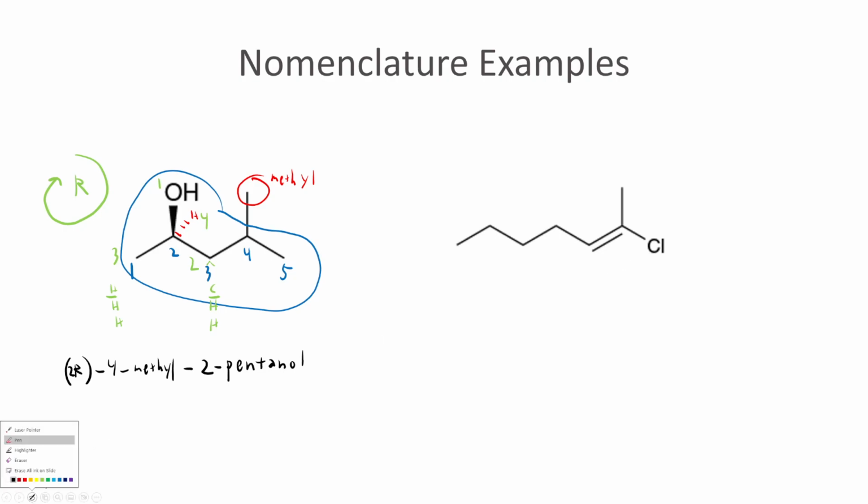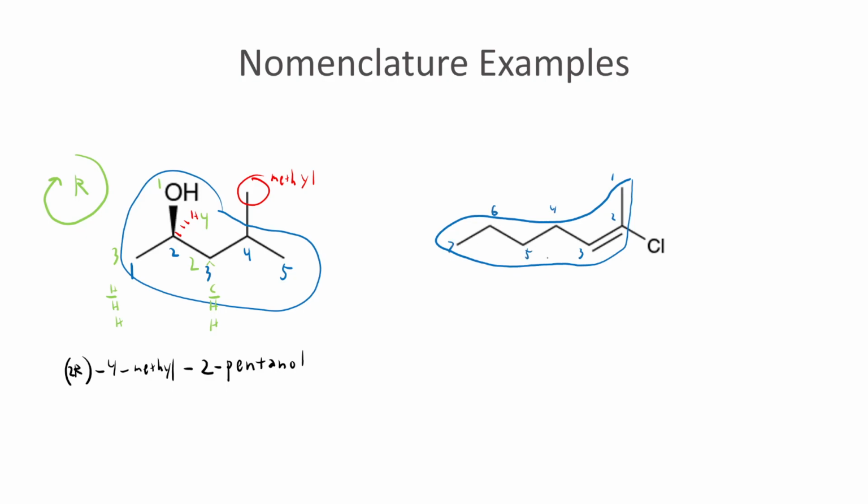So our parent chain here has to contain the double bond because it's the highest priority group. And so this can be our parent chain here. And we're going to number this such that we start on the side closest to the double bond. So this would be carbon number 1, carbon number 2, number 3, 4, 5, 6, and 7. So since we have 7 carbons, our name here is going to be hept for 7 carbons, and ene is the suffix for a double bond.